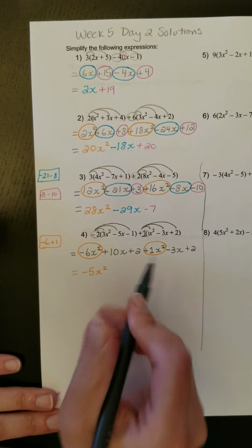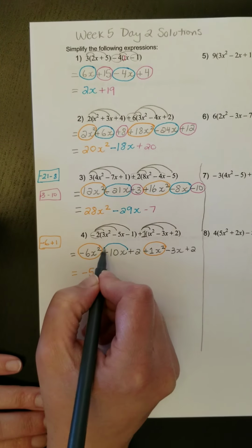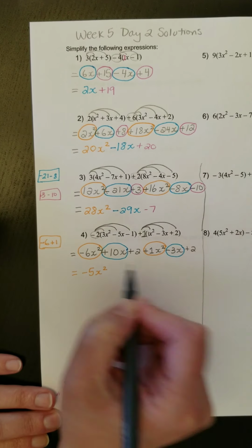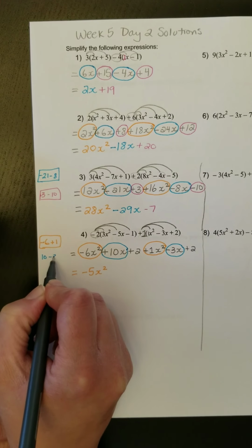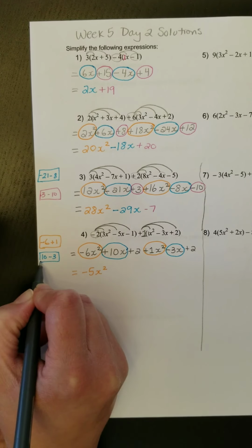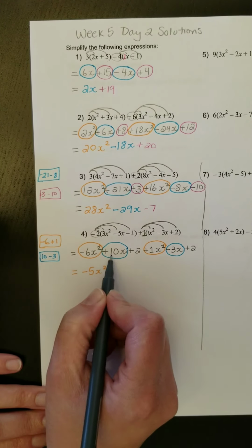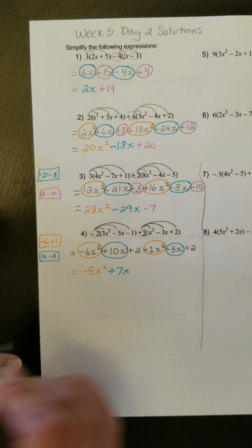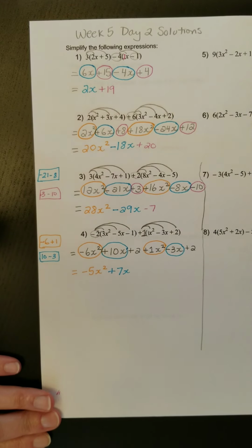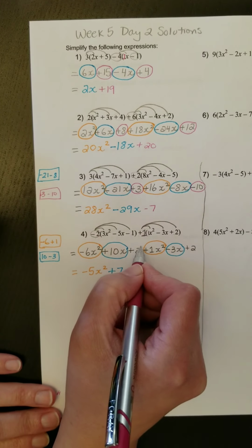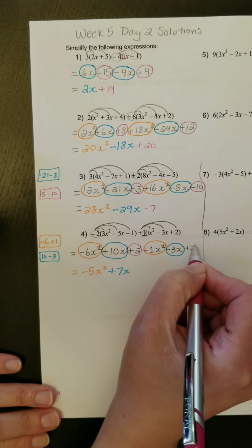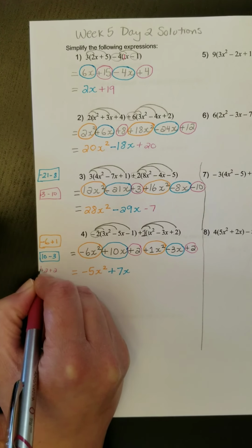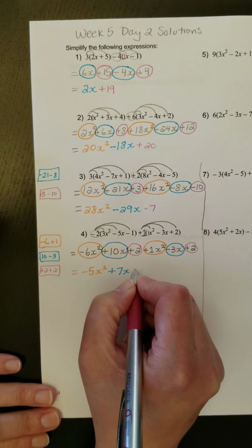Looking at the next one, we've got plus 10x minus 3x. So I would do 10 minus 3 as the calculation for my x terms, because this is a positive 10 take away 3. That gives me 7 x's. And then again, circling the signs out to the left, positive 2 plus 2 more. Those are easier, that's 4.